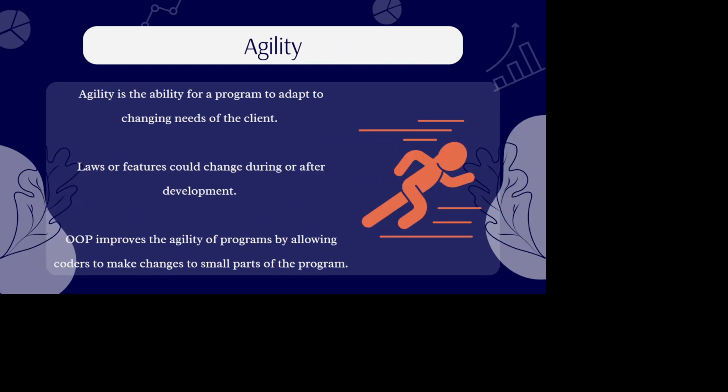Agility, who can quickly touch on that one? Tell me, what's agility? Agility is the ability for a program to adapt to the changing needs of the client. Example? Absolutely perfect, yeah. When GST came in, all accounting software around Australia struggled and they all had to go and change their code to include GST.